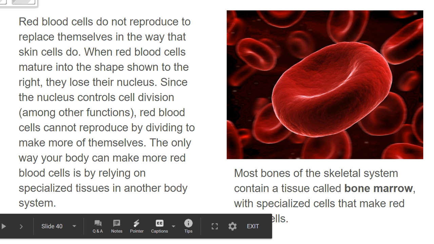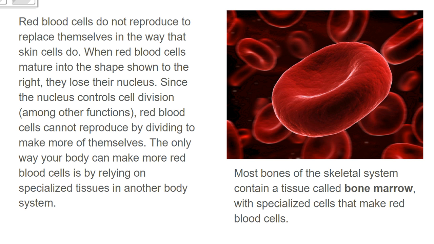Red blood cells do not reproduce to replace themselves in the way that skin cells do. When red blood cells mature into the shape shown in the picture, they lose their nucleus. Since the nucleus controls cell division, among other functions, remember the nucleus is kind of like the brain, it's the thing that gets everything going. Red blood cells cannot reproduce by dividing to make more of themselves.